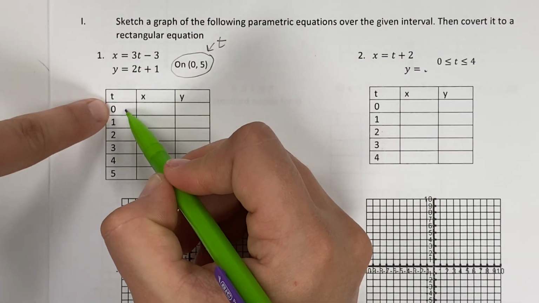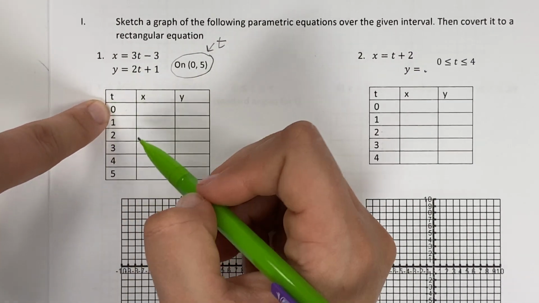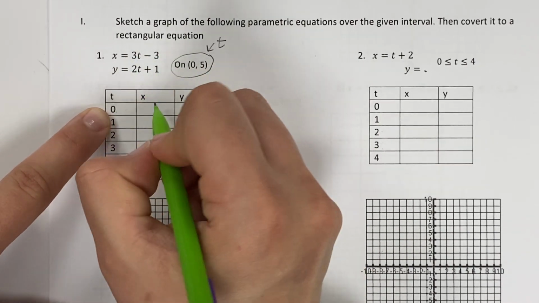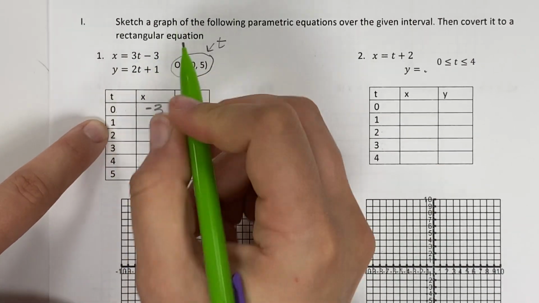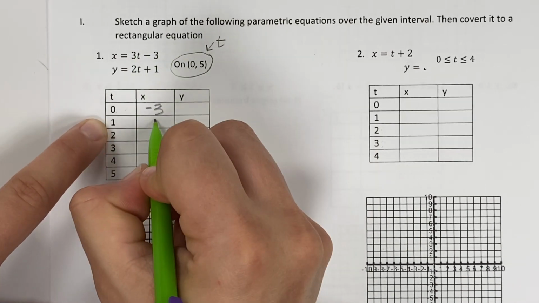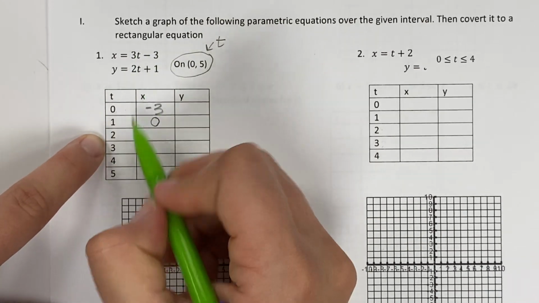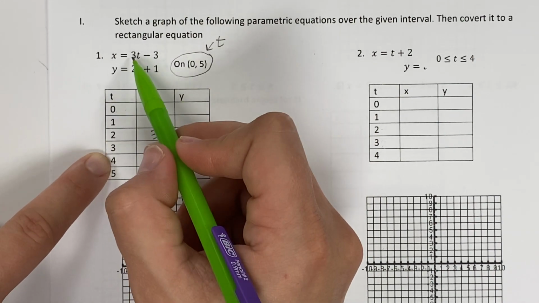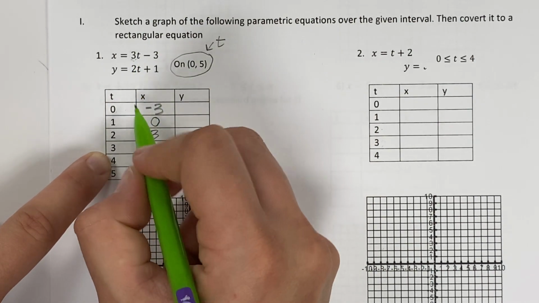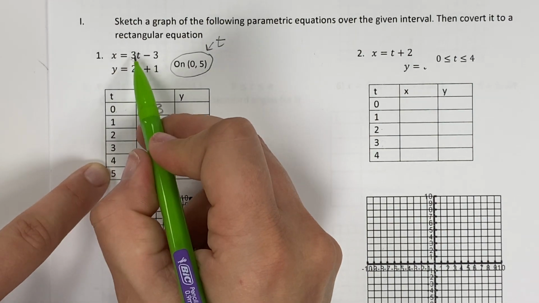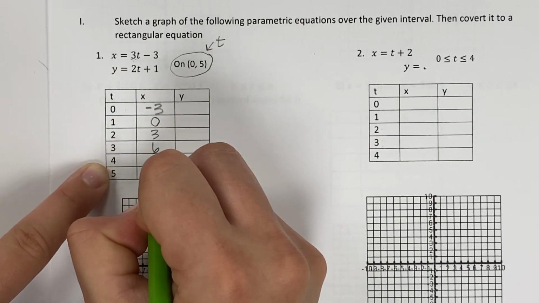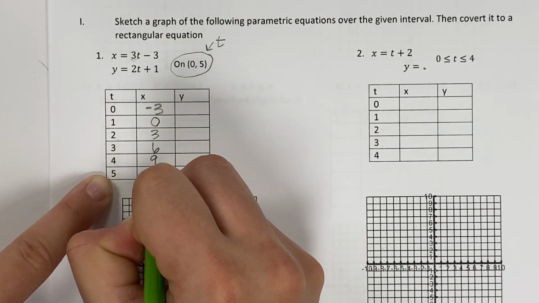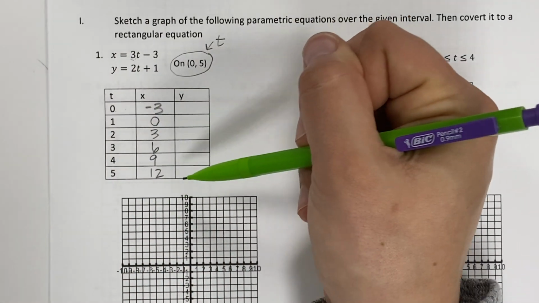So I'm going to start with 0. I'm going to do all the x's first and then all the y's. So 0 into x would be 0, minus 3. Plug in a 1, that's 3 minus 3 is 0. Plug in a 2, 6 minus 3 is 3. Plug in a 3, 9 minus 3 is 6. Plug in a 4, 12 minus 3 is 9. And then 15 minus 3 is 12. So there's my X column.